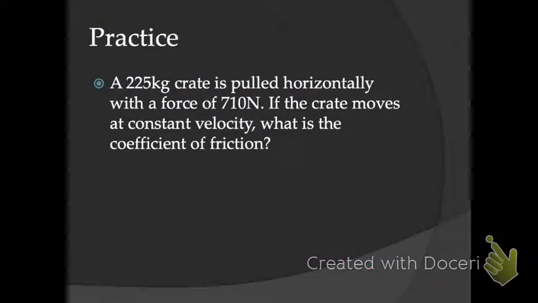A 225 kilogram crate is pulled horizontally with a force of 710. If the crate moves at constant velocity, what is the coefficient of friction? So F net is 0. F net is 0, right? F net in the horizontal direction is 0. So write down what you need and try to get your diagram drawn.